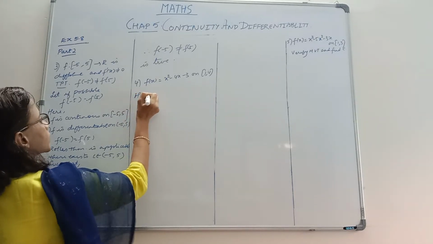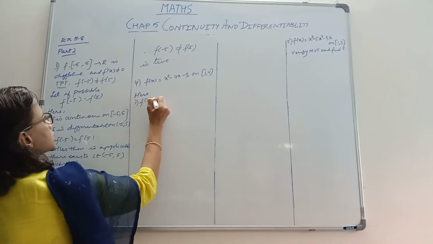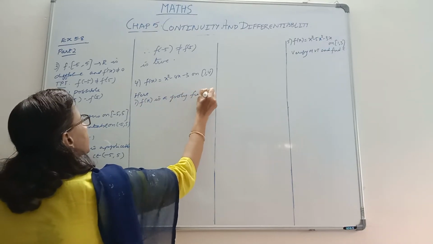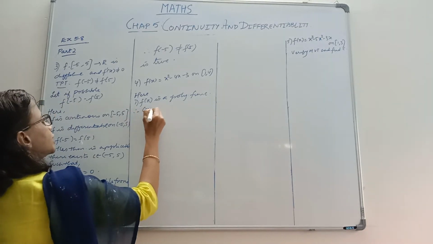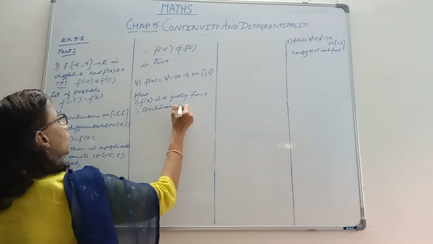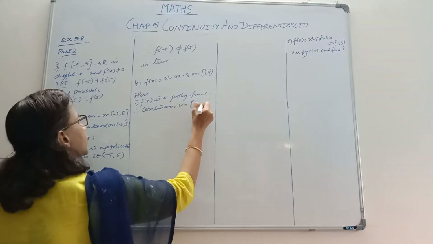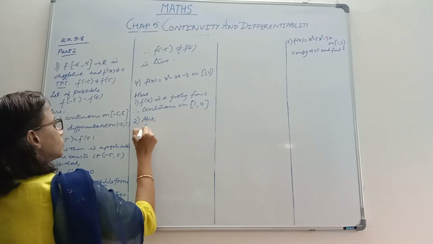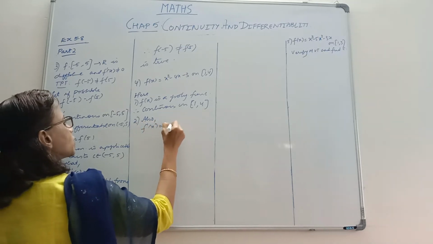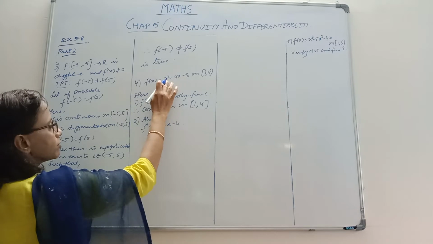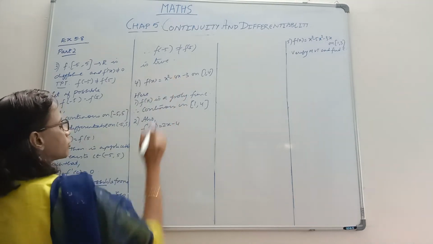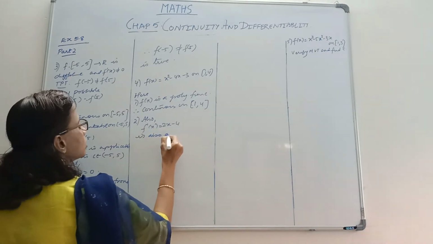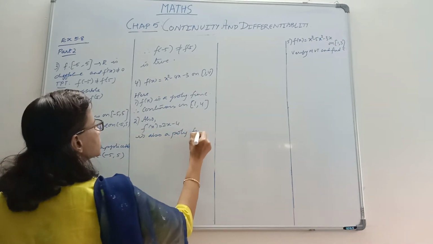Here f of x is a polynomial function. Therefore, it is continuous on 1, 4. Every polynomial function will be continuous. Also, f dash x is 2x minus 4. The derivative of x squared is 2x, and the derivative of minus 4x is minus 4. 3 doesn't have a derivative. This is also a polynomial function.